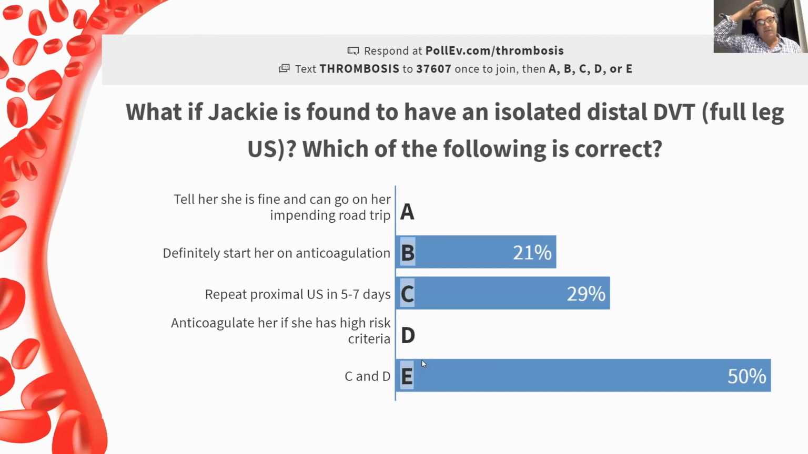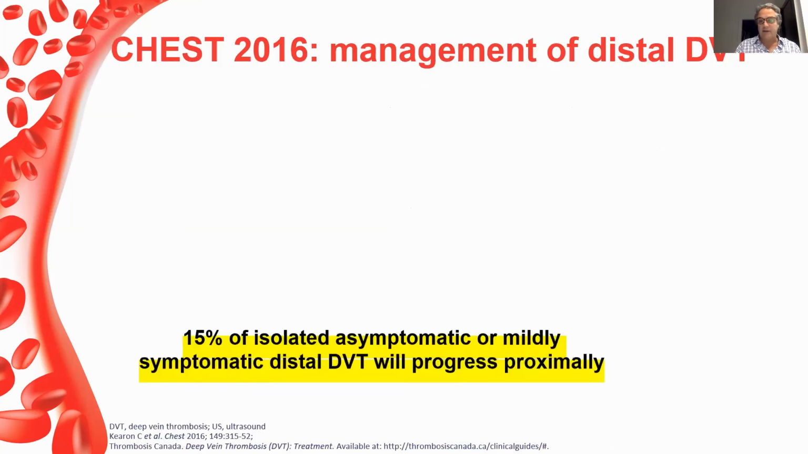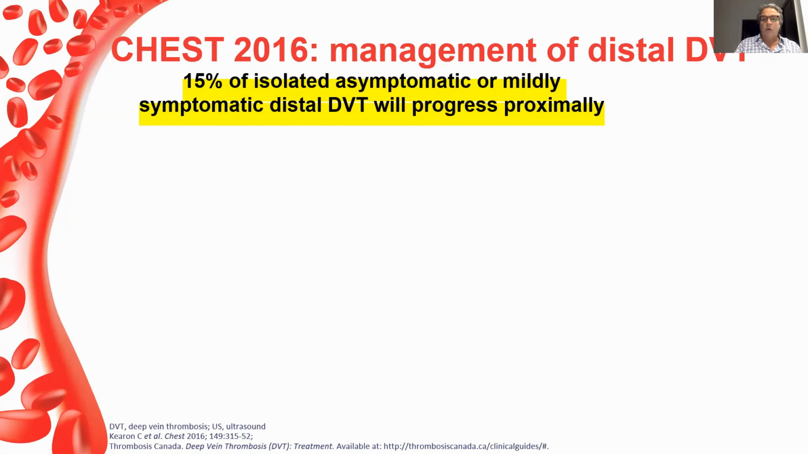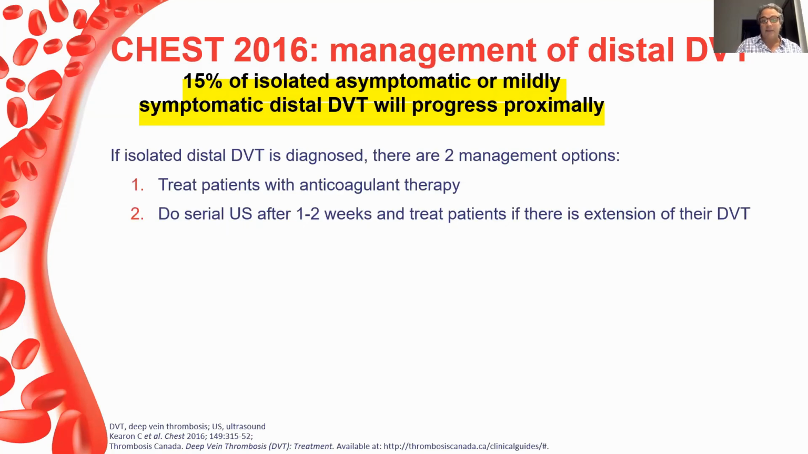You don't definitely need to anticoagulate distal DVTs, and that's part of the problem with full leg ultrasound. So the answer would be here, repeat the proximal ultrasound in 5 to 7 days to make sure she isn't migrating proximally, and/or anticoagulate her if she has high risk criteria. And I'll show you what those are in a second. So we know that 15% of these will travel proximally. I think that's a pretty big number.